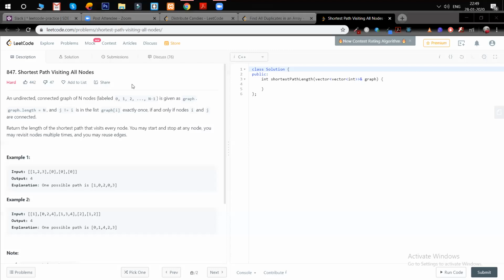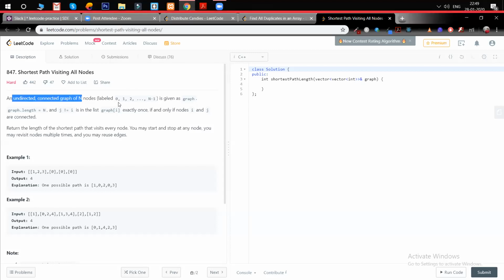Okay, so we're moving to the last question: shortest path visiting all nodes. We are given an undirected connected graph, and the nodes are labeled 0, 1, 2, up to n-1. We have to return the length of the shortest path that visits every node. We may start and stop at any node and we may visit a node multiple times, so we can reuse the edges.